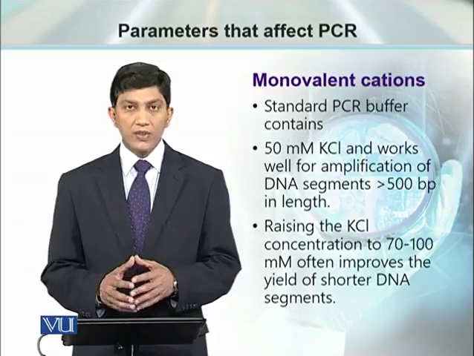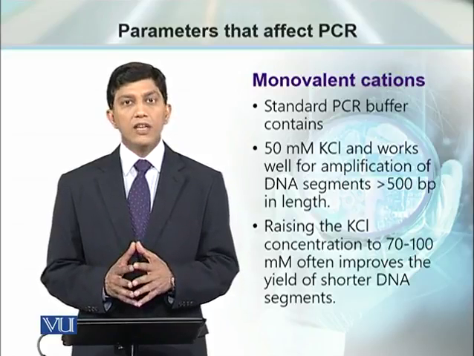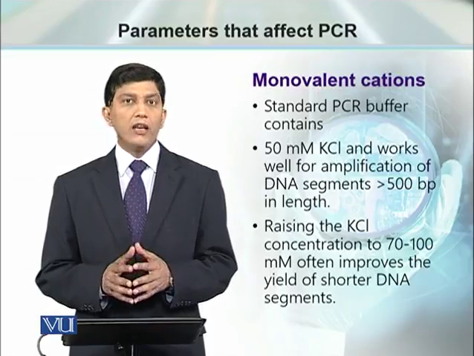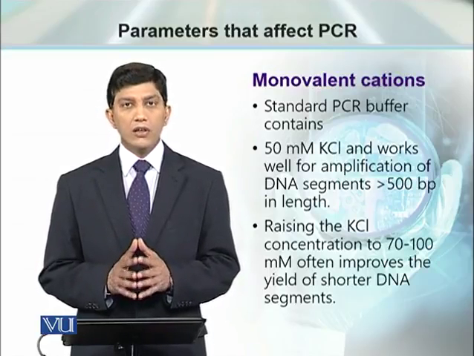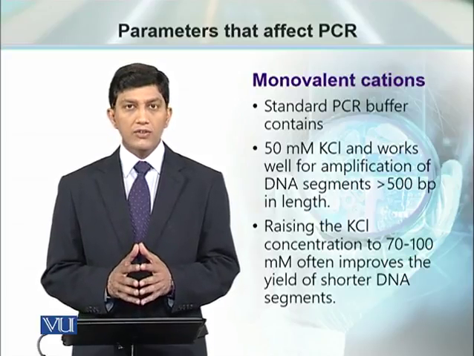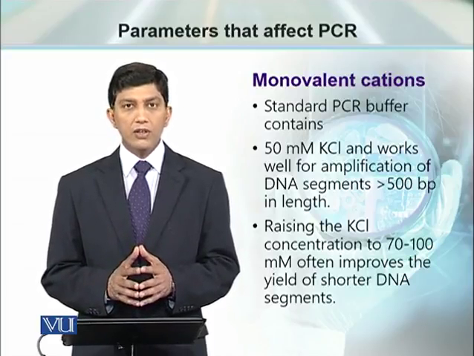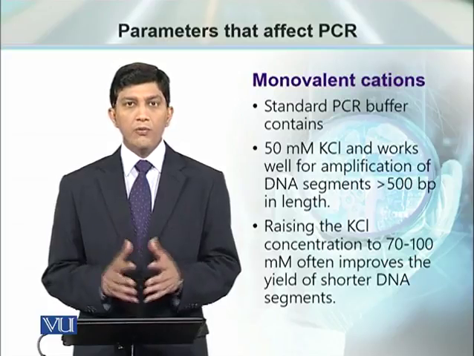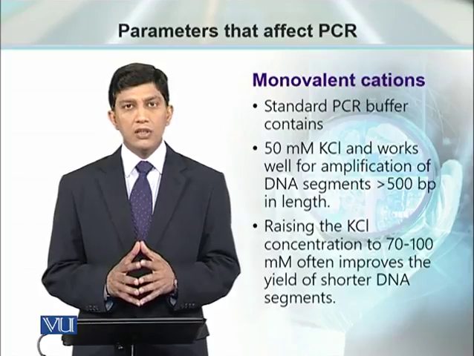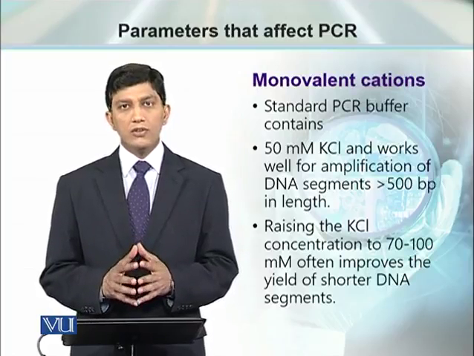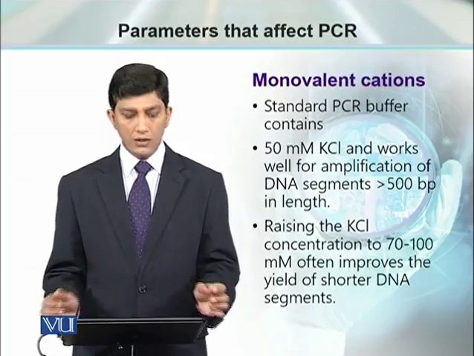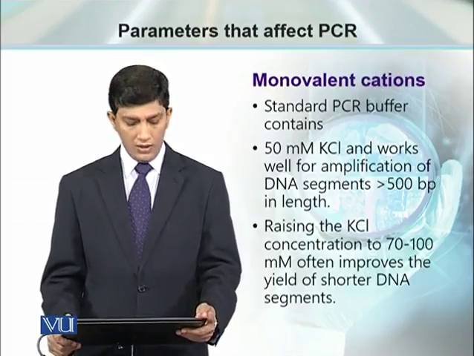Monovalent cations are required in the standard buffer. They are provided. Potassium chloride is provided, and its concentration is suitable for amplification of more than 500 base pairs of DNA. If we have a DNA which needs to be amplified that is less than 500 base pairs, then the concentration of potassium should be increased. It should be more so that the method can be successful.